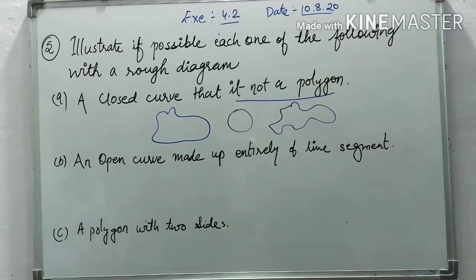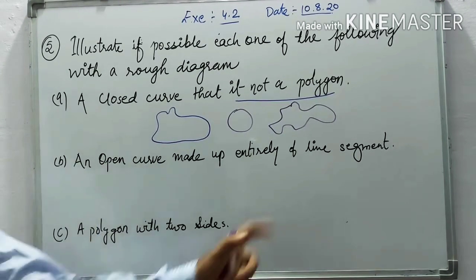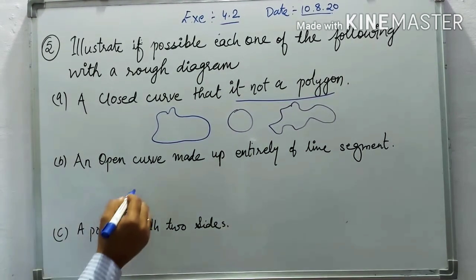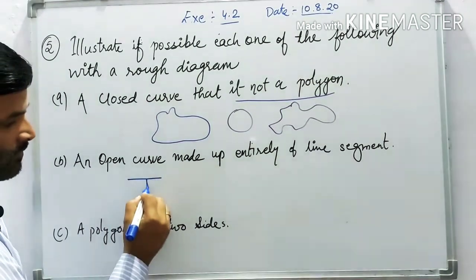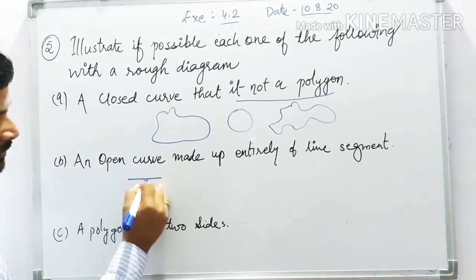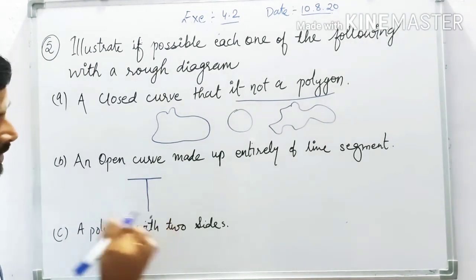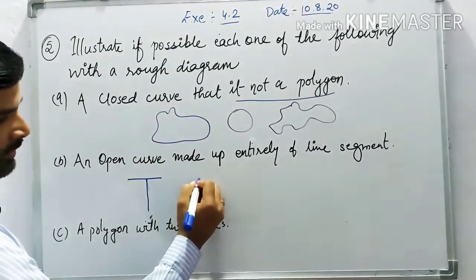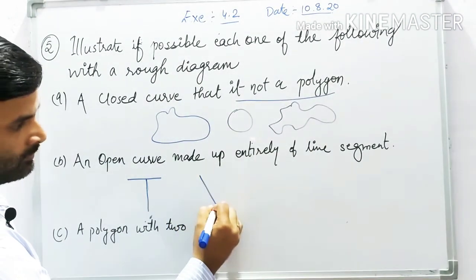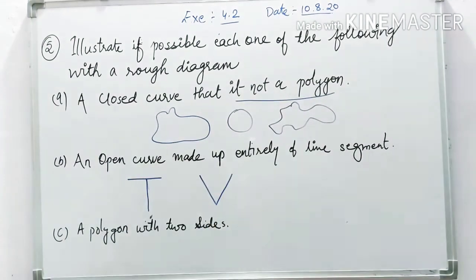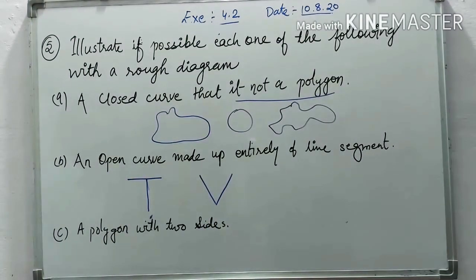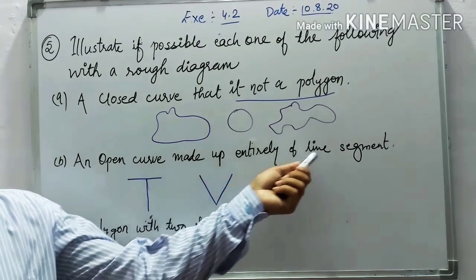Now second, an open curve made up entirely of line segments. You draw it like this. This is an open curve, but it is made up of line segments.